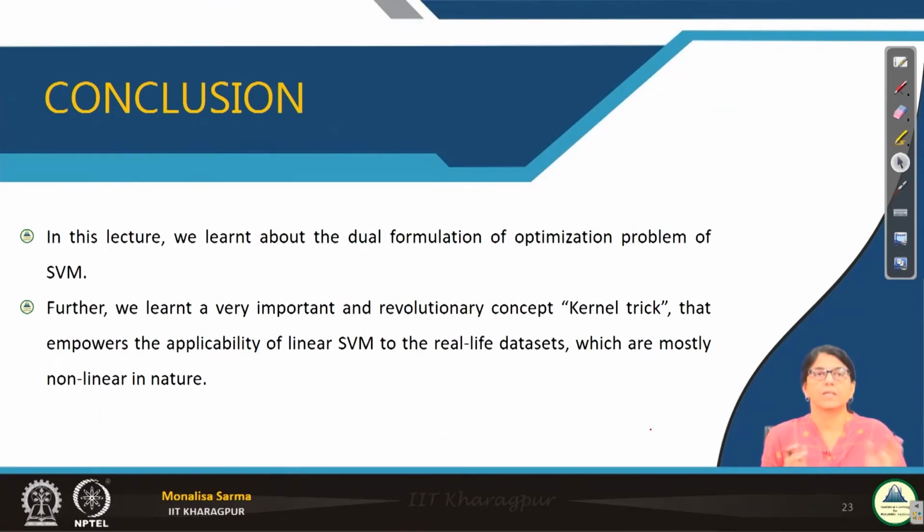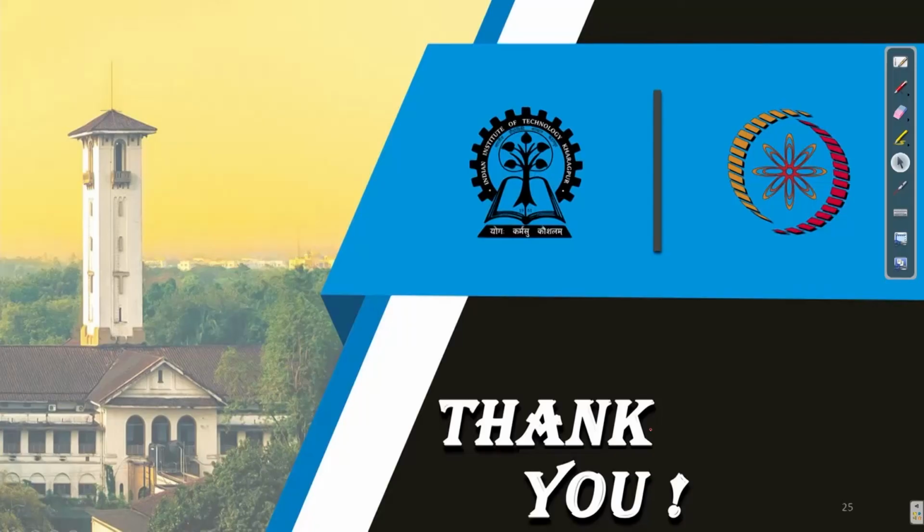So, in this lecture we learned about the dual formulation of the optimization problem, how we have converted it from the primal form to the dual form. We have also learned an important concept, the kernel trick. We have just learned what it is, and how it helps us in solving this transformation problem, which we will see in my next lecture. Okay, with that, thank you guys.